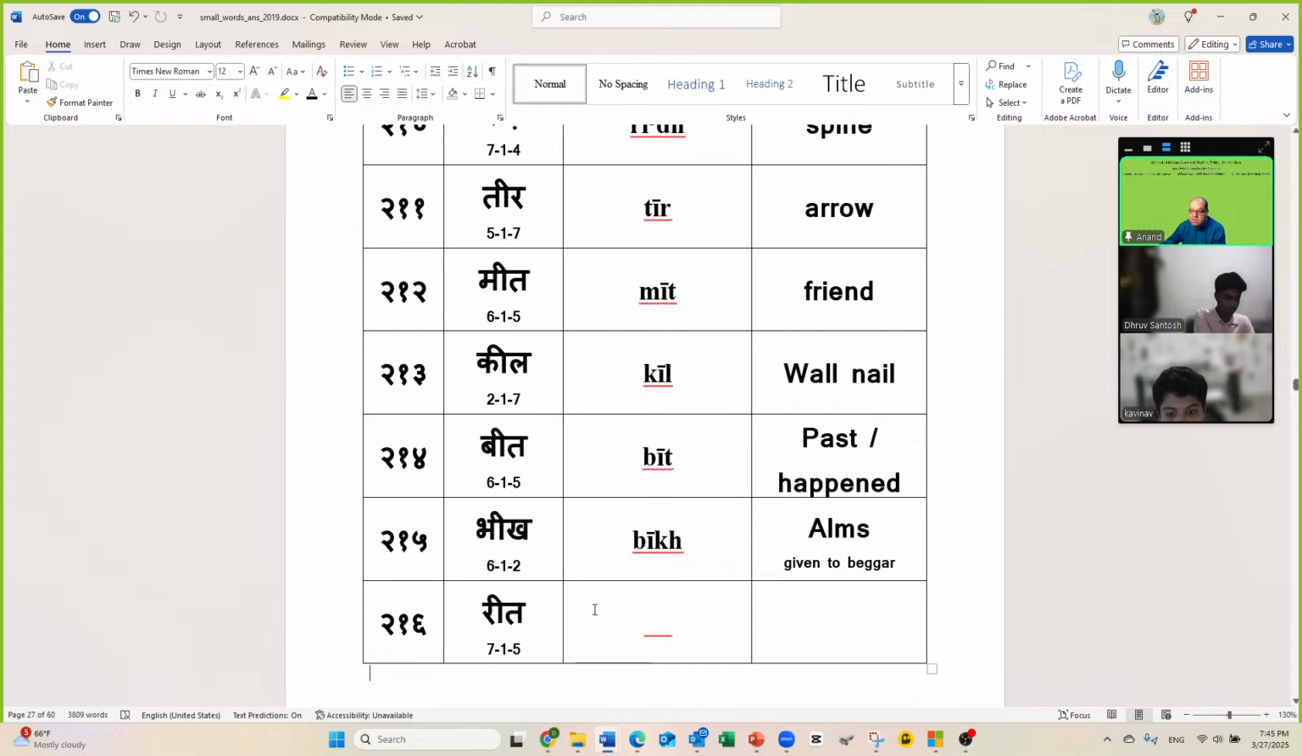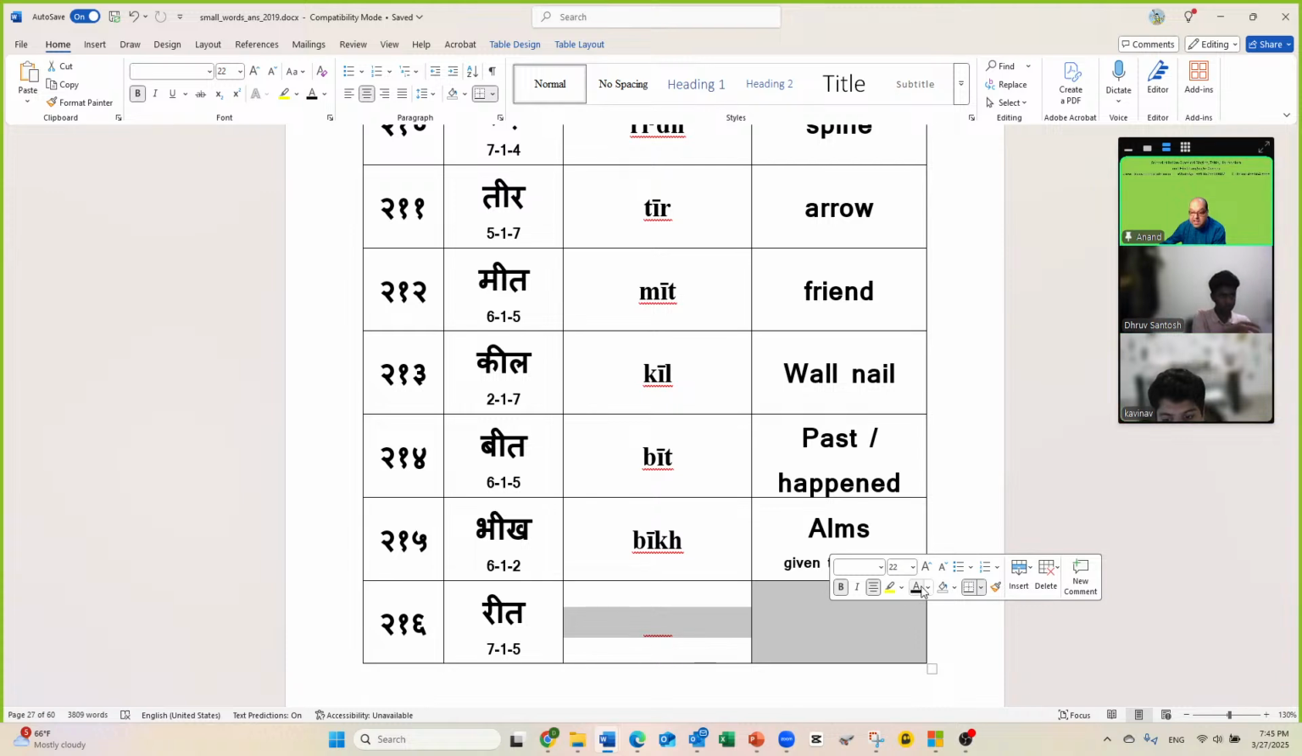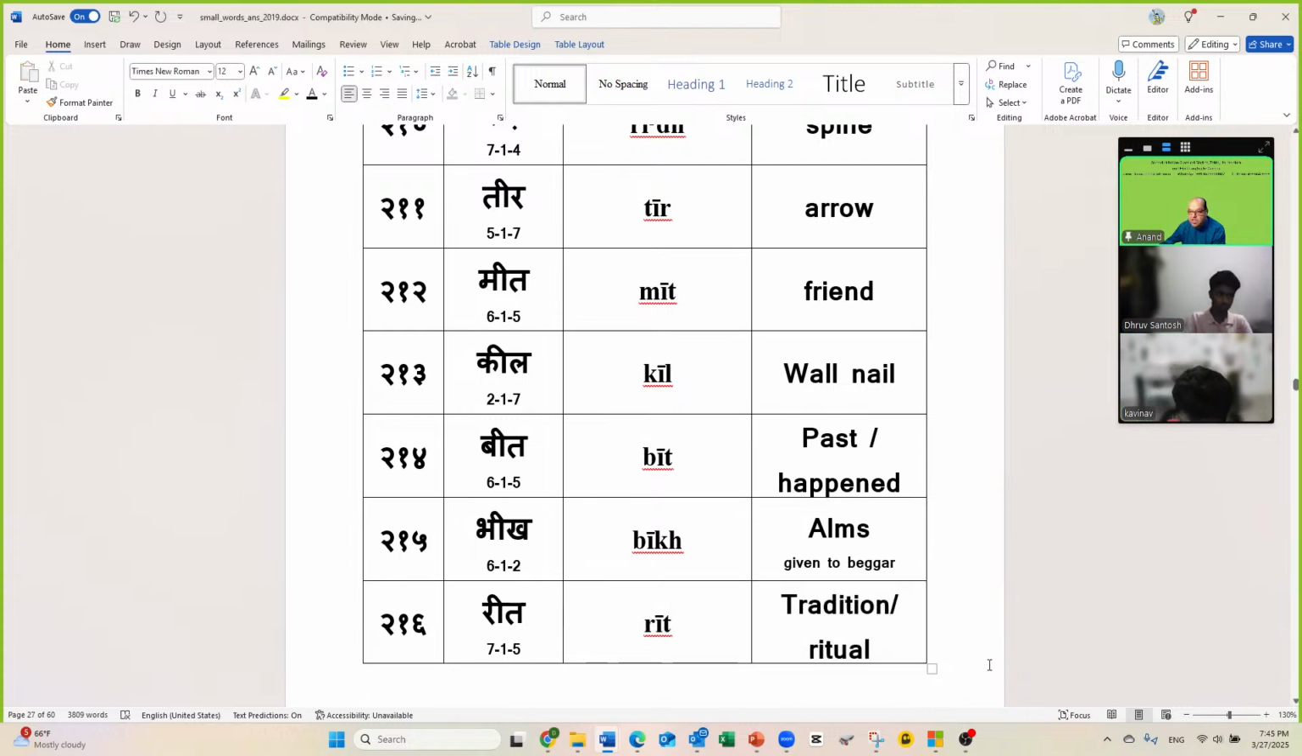Kavina, next word. Reet. Reet is a tradition or a ritual. So, for example, if you do a puja on a certain day at home, or your mother cooks a certain kind of food, you can say, Thanksgiving पर turkey खाने की रीत है. So that kind of a thing.